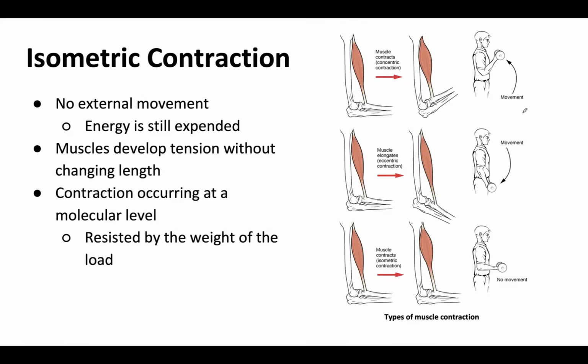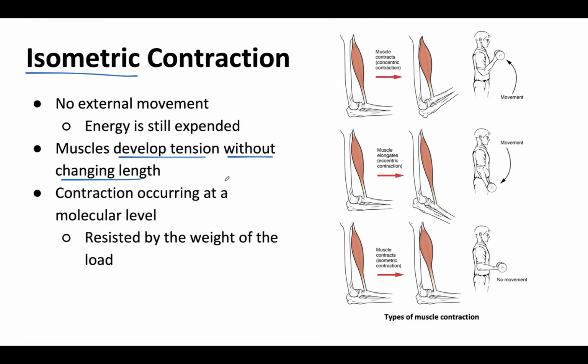There are 2 major muscle contraction categories. The first is going to be isometric contraction, which in this type of contraction, the muscle will develop tension without changing length. So these are kind of key terms here.